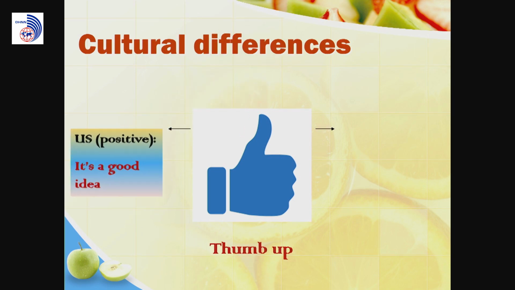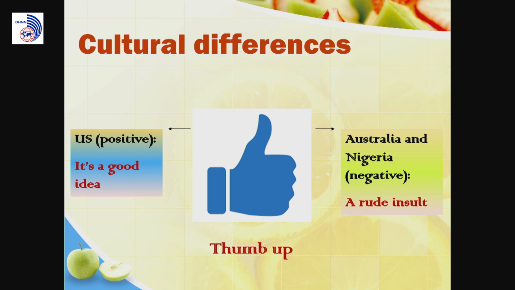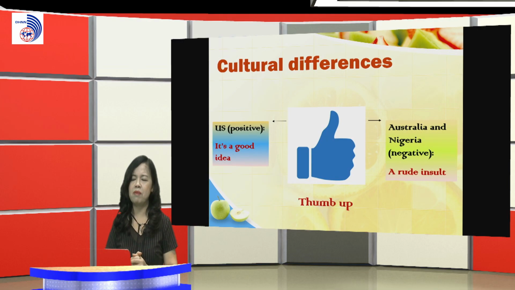You can see, for example, with thumb up in the US, it means something very positive. It is a signal showing that it's a good idea. However, in Australia and Nigeria, it is a very, very rude insult. So you could see some examples of differences.